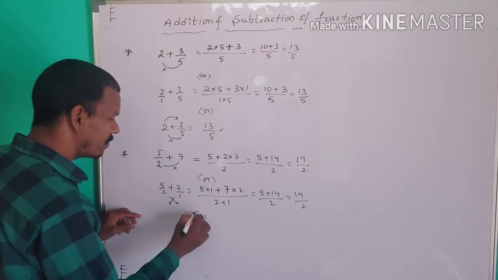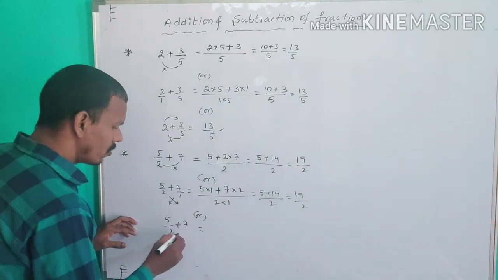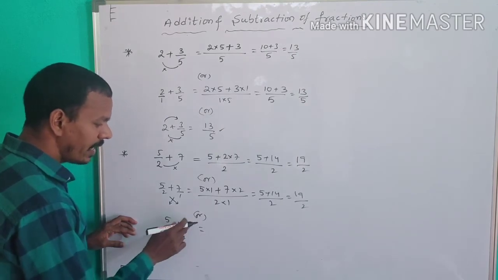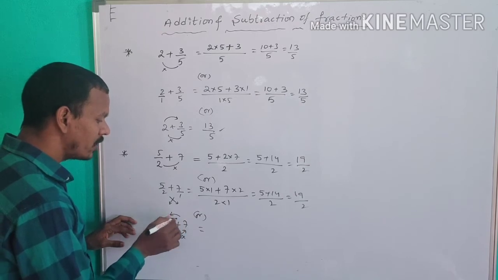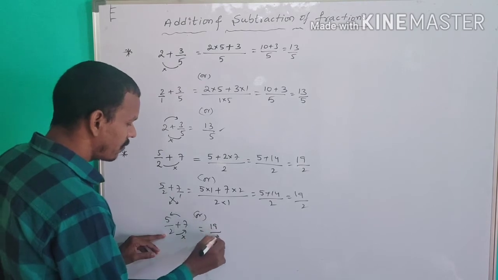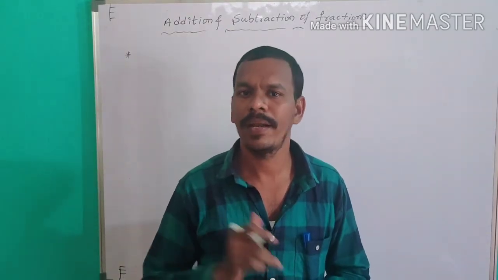Or another way, directly also we can find the solution. The denominator and the number are multiplying, and that result is added to the 5. 2 sevens are 14, 14 plus 5, 19 by 2. It is the answer. Now, how can we subtract a number and a fraction?